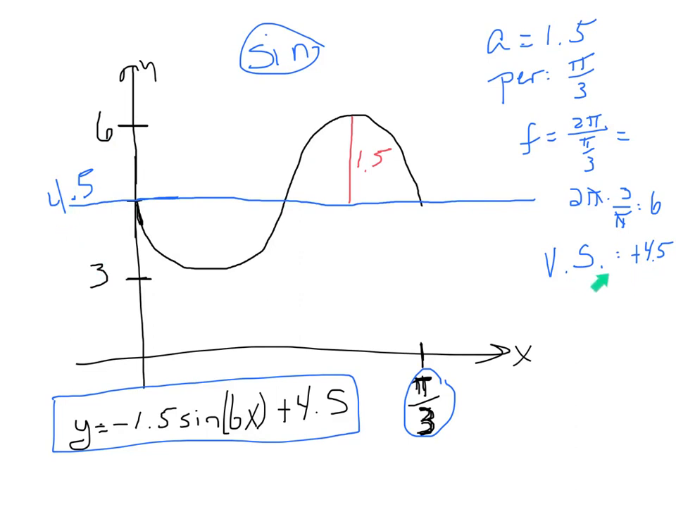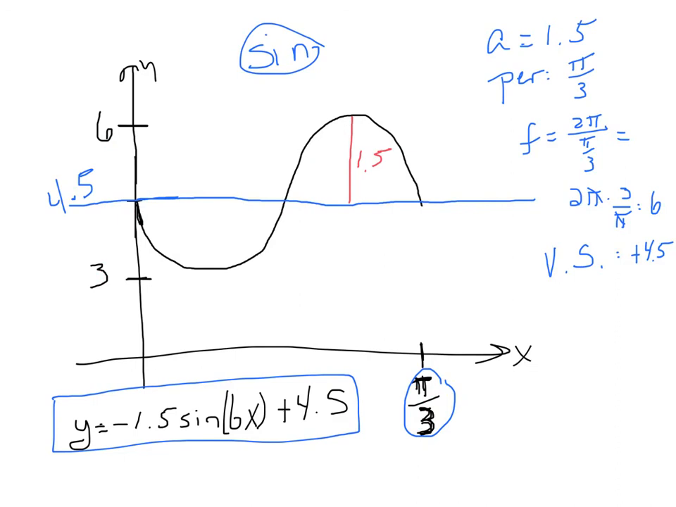So over here I've written that down. The next thing I find is my amplitude. From midline to peak is 1.5, so my amplitude is 1.5. My period is here at pi over 3, which allows me then to find my frequency. So instead of dividing by pi over 3, I'm going to multiply by 3 over pi. I get 6. So I have my frequency, I have my vertical shift, I have my amplitude.